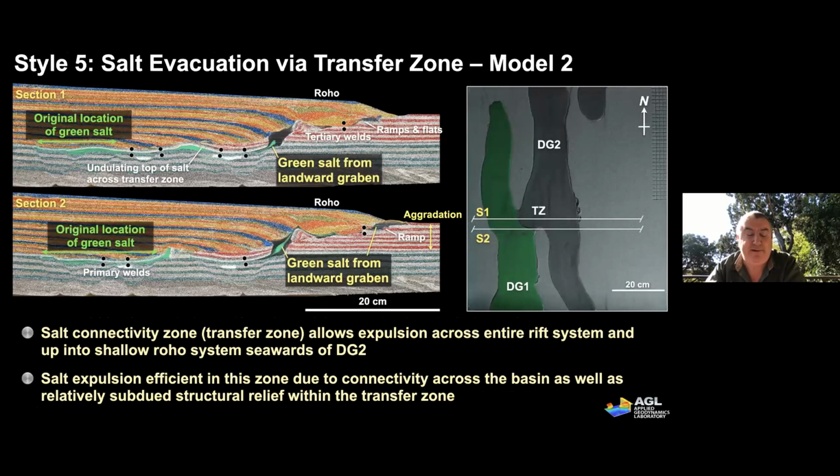And then my favorite one is where you've got these great broad transfer zones, and in here I had added green to my salt so I could see that, and you can see that green salt has been expelled all of the way outboard, and here you can see it go all the way up into the shallow roho system. There is some even outboard here. So again, shallow extension here, step-up counter-regional.